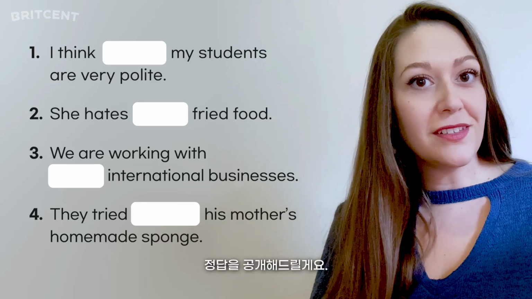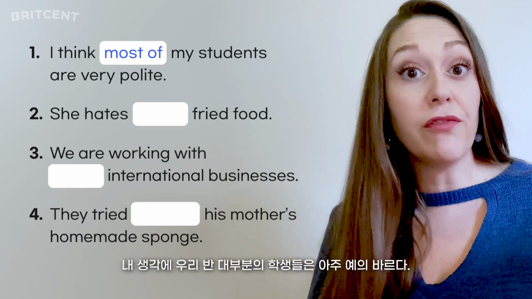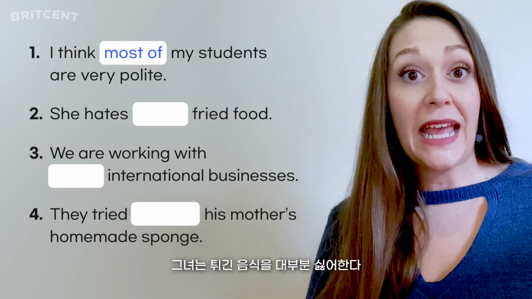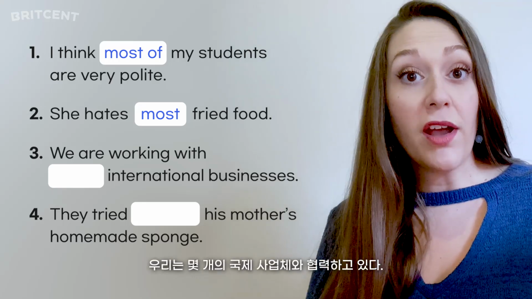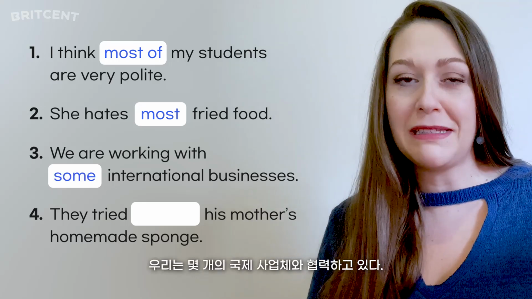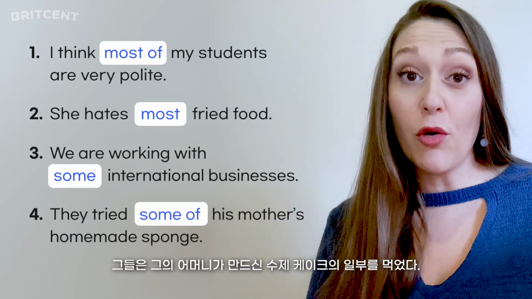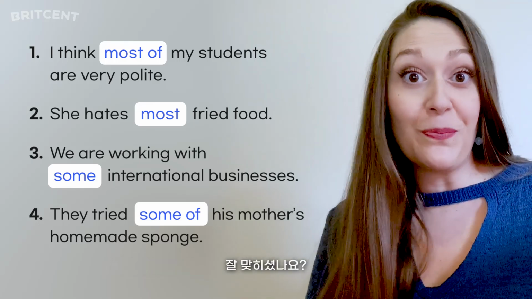So, the answers are: number 1, I think most of my students are very polite. Number 2, she hates most fried food. Number 3, we're working with some international businesses. And finally, number 4, they tried some of his mother's homemade sponge. So, how did you do?